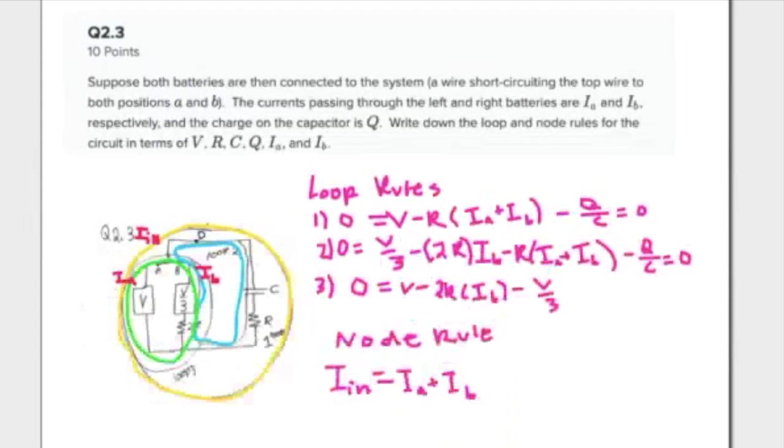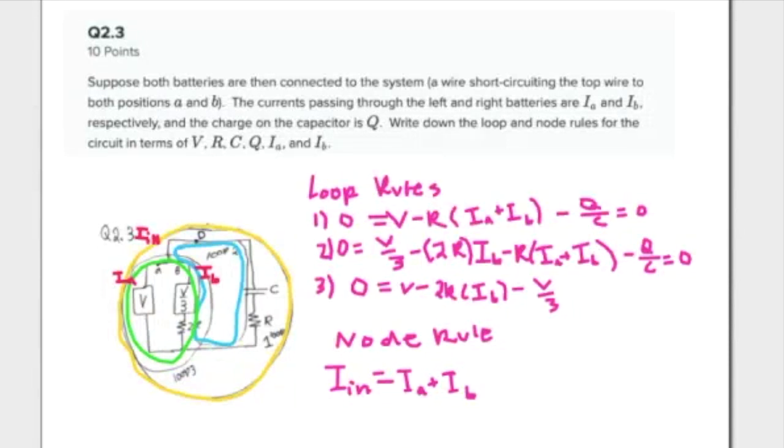In the last section of the problem, we are asked to imagine that both batteries are connected to the system using a wire which short circuits the top wire to both sections A and B. The currents passing through the left and right batteries are IA and IB, respectively, and the charge on the capacitor is Q. Write down the loop and node rules for the circuit.